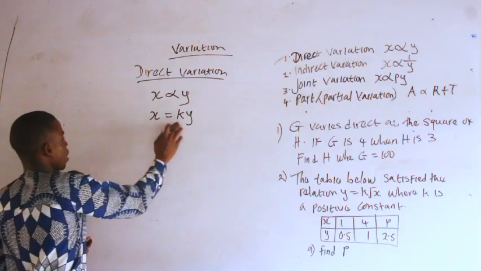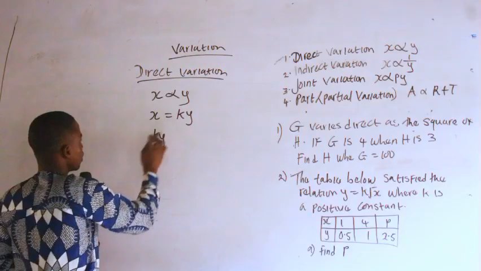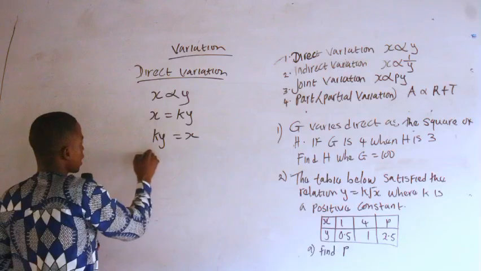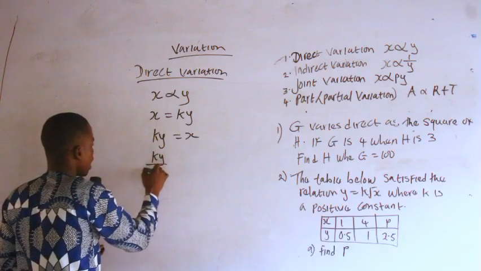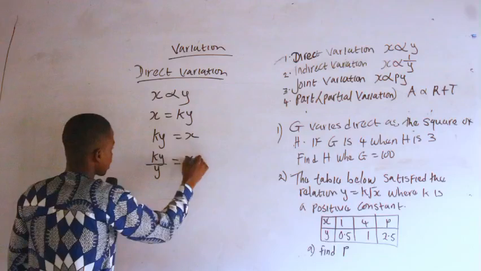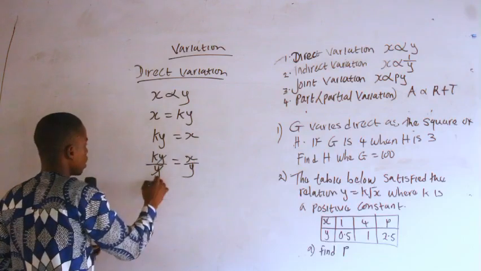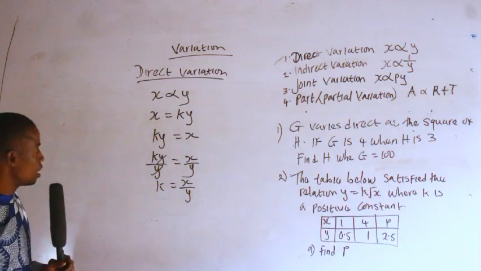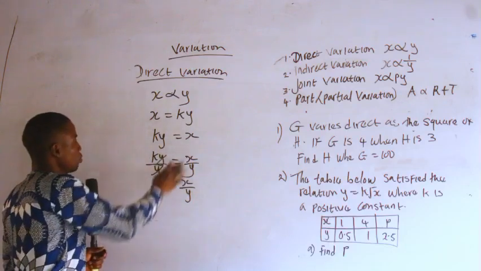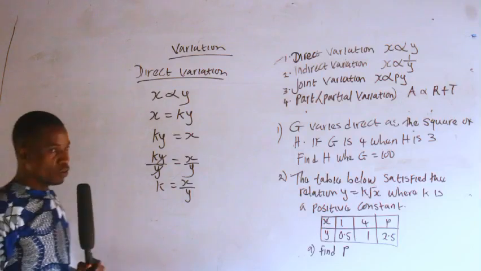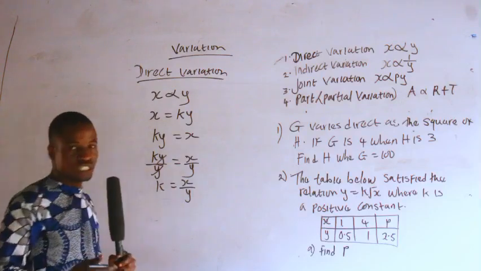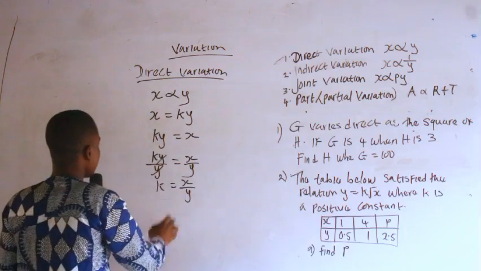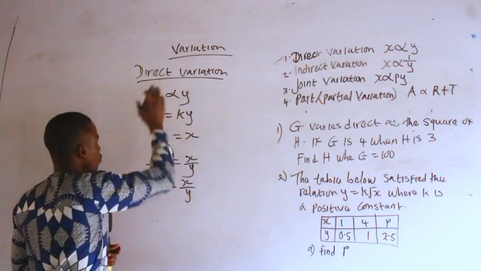When we see ky equals x, we make k the subject of the formula. It will now be ky all over y equals x all over y. Cancel, and it will now be k equals x all over y. That's what variation is dealing with: the relationship between the quantity of y and the quantity of x. Now, this is direct variation. Anytime you see direct variation, you do it like this.